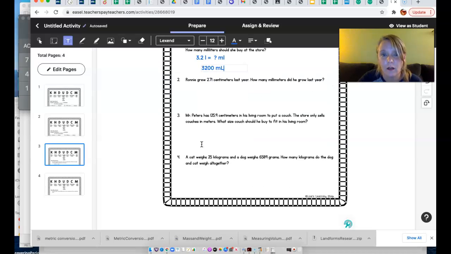Okay. Let's see. A cat weighs 25 kilograms and a dog weighs 6,589 grams. How many kilograms do the dog and cat weigh altogether? Oh my goodness. Okay, so for this one, they're looking for their answer in kilograms. So we got to make these both into kilograms, okay? So the first thing would be to make this number into kilograms. So we're going from grams to kilograms.